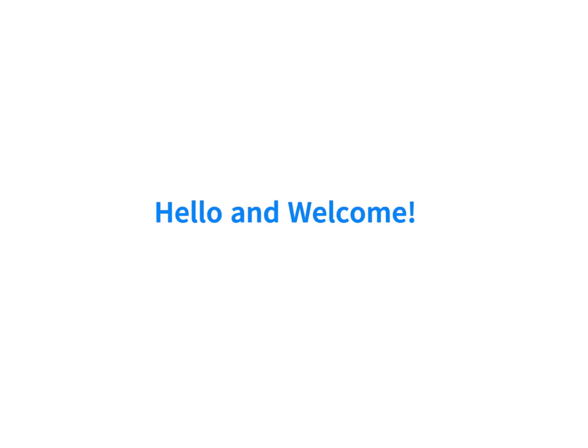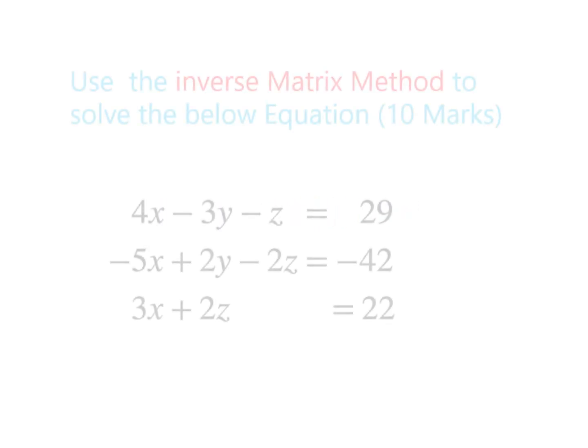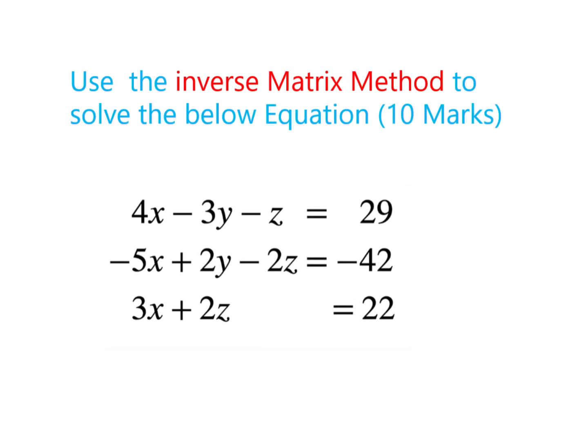Hello and welcome. Today, we are going to solve this 3 by 3 system of simultaneous equations for the variables x, y, and z using the inverse matrix method. This question is worth quite some marks on an exam, so we're going to break down every single step so you don't lose a fraction of a point. Let's get into it.